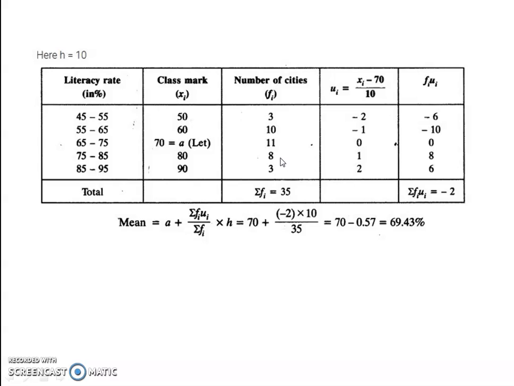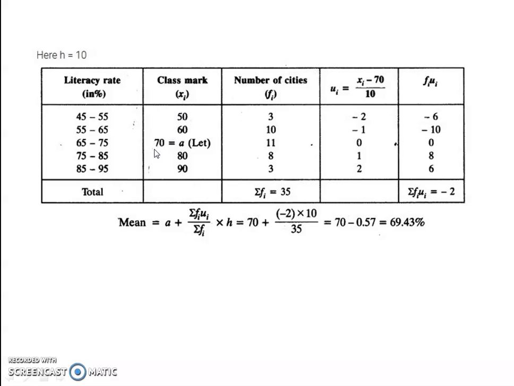For the step deviation method, the first step is to assume the mean. Here, the middle term in the class marks we are taking as the assumed mean. Then find di. Di is xi minus a. Students, you can add one more column here, that is di.